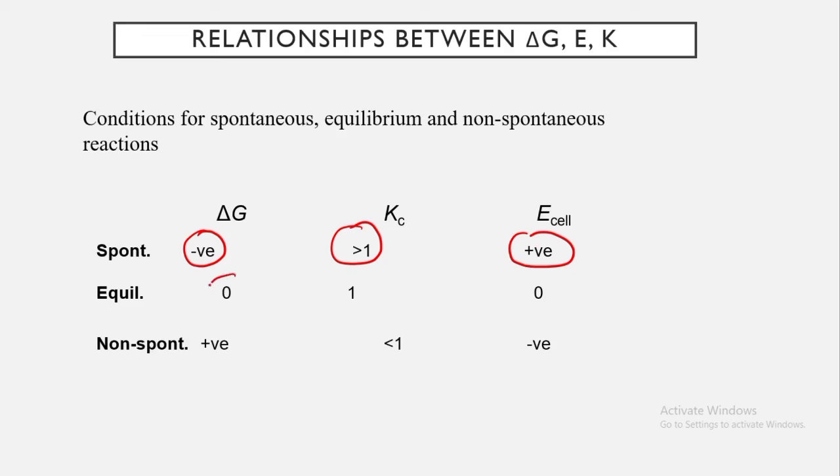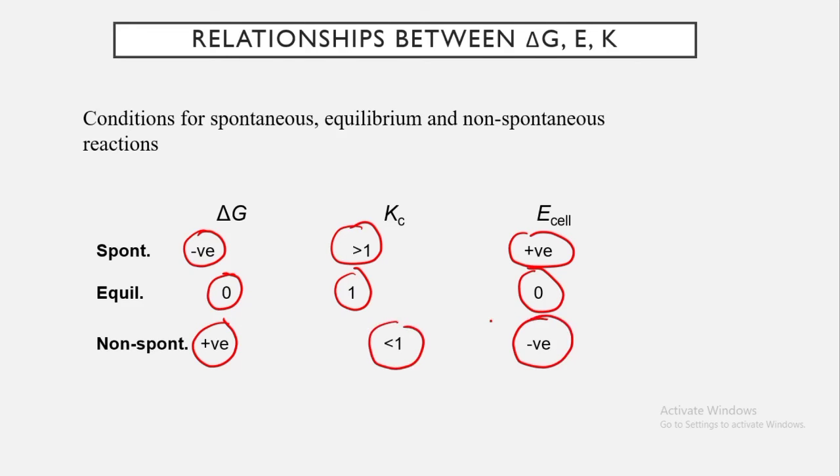And for equilibrium, the Gibbs free energy is 0, the Kc is 1, and the cell potential will also be 0. Now, with non-spontaneous, we establish that the Gibbs free energy should be positive. And when the Gibbs free energy is positive, the cell potential becomes negative, and the Kc will be less than 1. Let's take note of that.